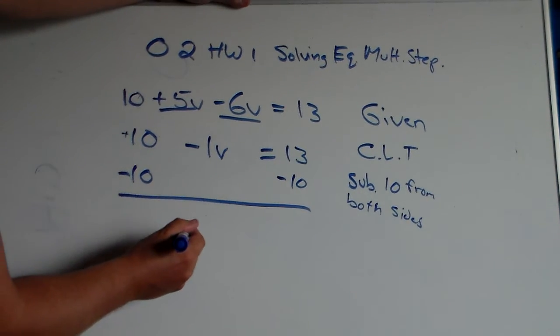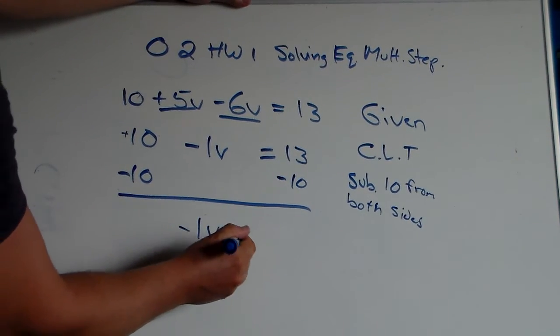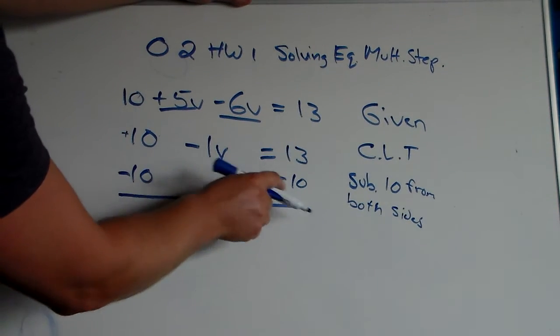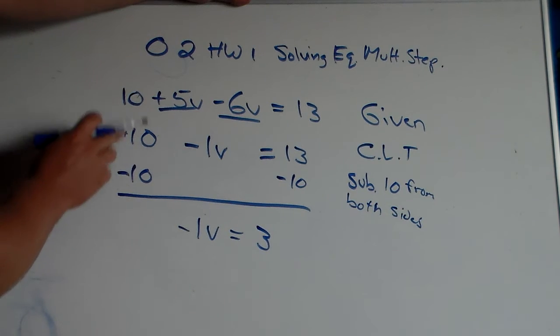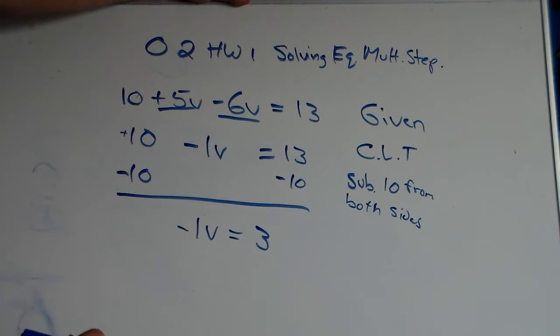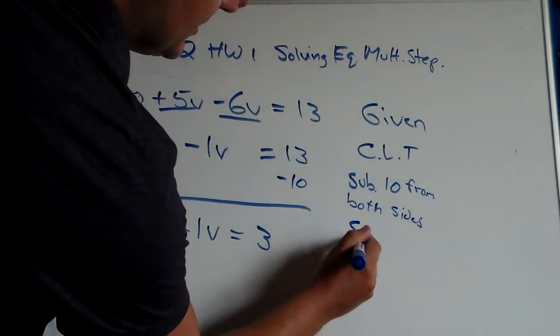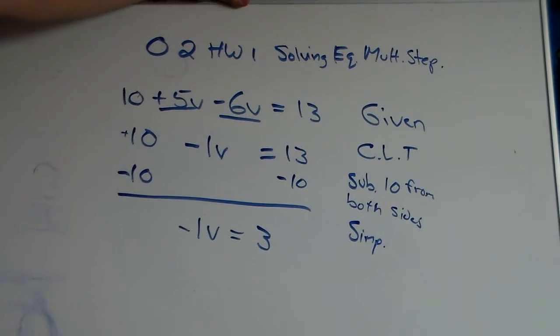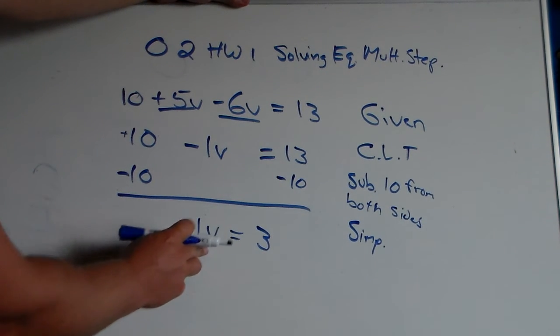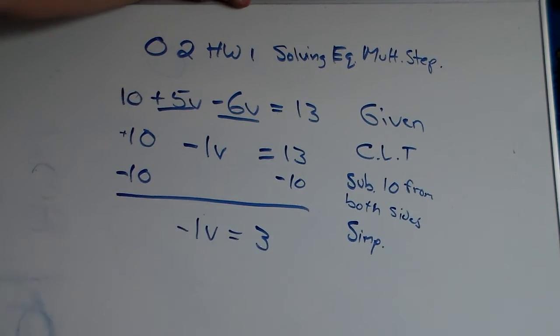Now we're going to rewrite it out. Negative 1v equals 13 minus 10 gets you 3. And positive 10 and negative 10, they cancel out, so you don't write anything there. So all I did was simplify, or rewrite the work. Now we have negative 1 times v equals 3.